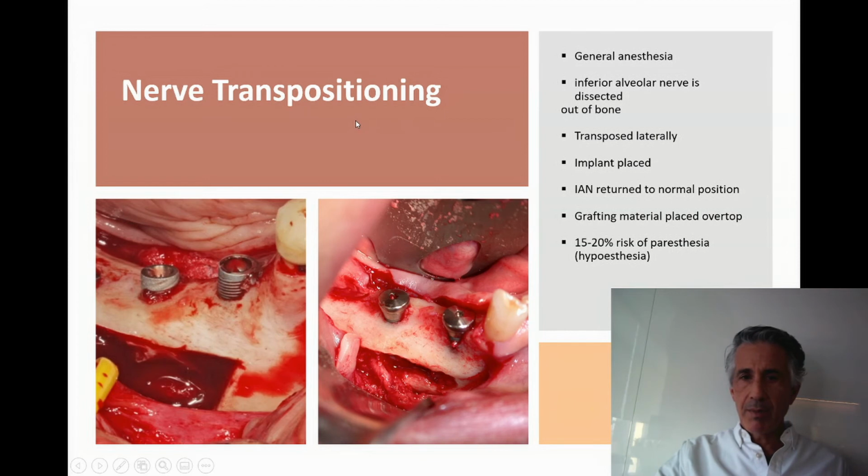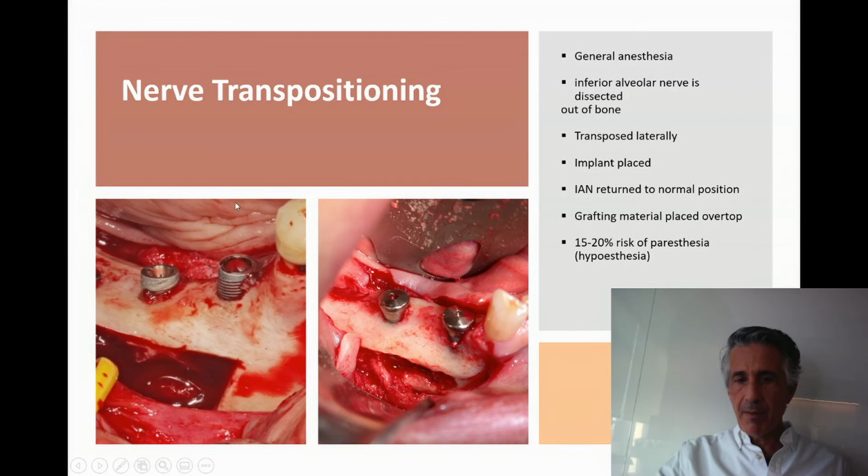I just wanted to bring up something called nerve transposition or nerve lateralization. We have to do this with a general anesthetic, and what we do is we move the inferior alveolar nerve. I cut it out. I use a small saw to cut the bone. I flick out the bone. I find the nerve, and I keep the nerve out of the way. So this is a nerve band. I place the implants.